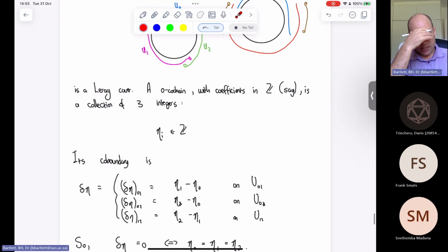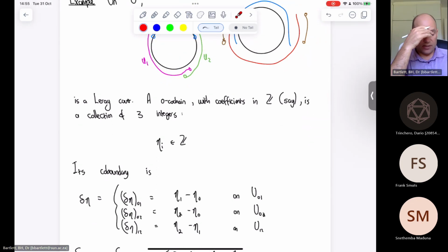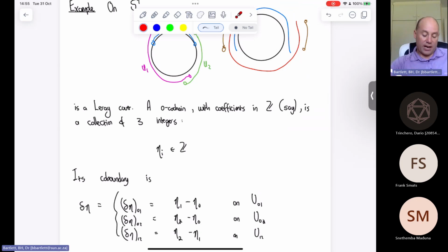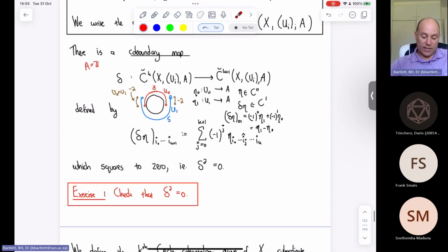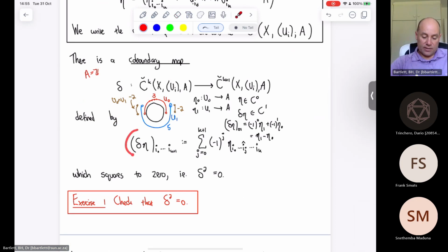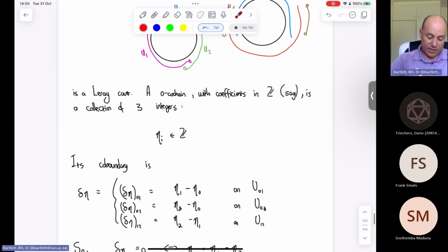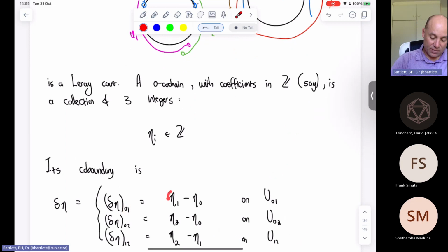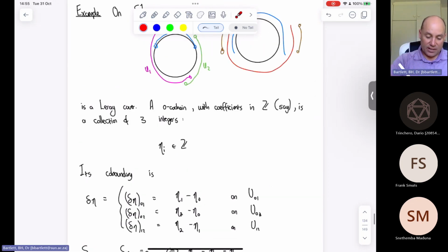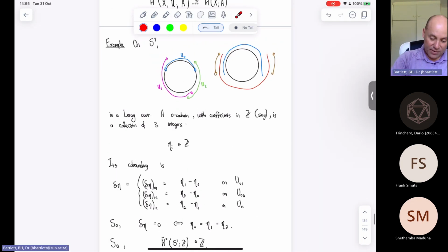So I'm just calculating the co-boundary of eta, by our formula, here's our formula here. We know how to calculate these co-boundaries. On 0,1, it's going to be eta 1 minus eta 0. And on 0,2, it's going to be eta 2 minus eta 0, and so on. So for example, over here, it's going to be the blue number minus the pink number, and over here, it's going to be the blue number minus the green number.